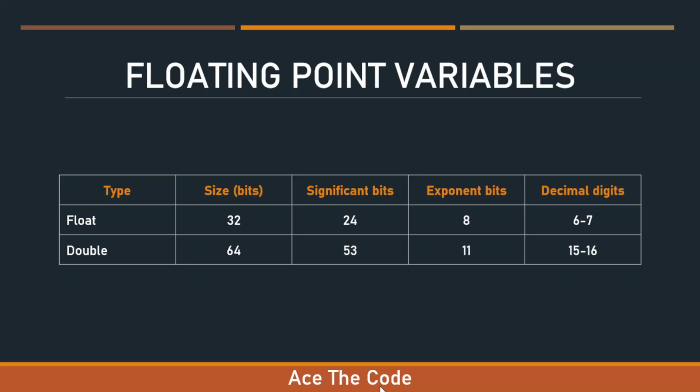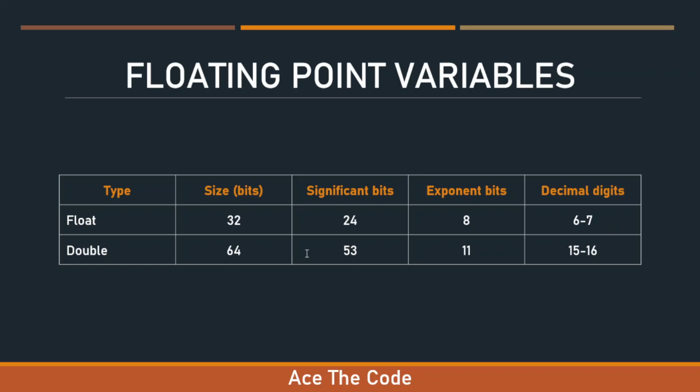Next numeric data type is floating point variables. Same as that of Java, we have float data type and double data type. Float data type requires 4 bytes, that is 32 bits. Double requires 8 bytes, that is 64 bits. All right, so this is the distribution about significant bits, exponent bits, and decimal digits.